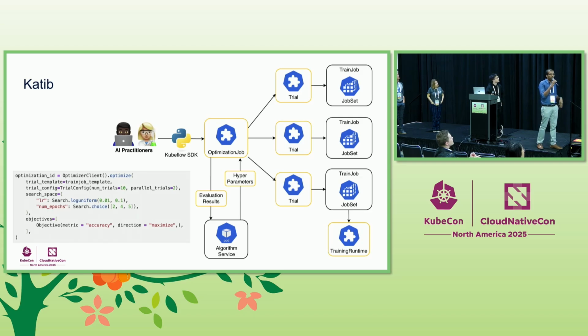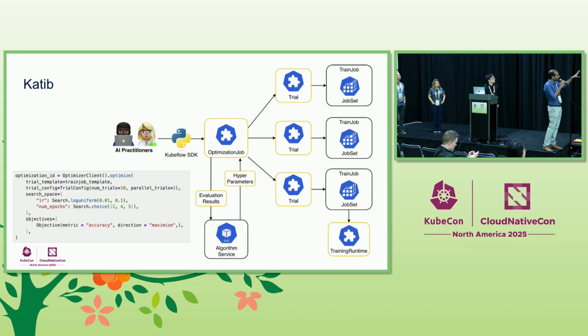Coming to Katib, for people who are new, this is the model optimizer part of Kubeflow. So in this release, we have out-of-box support for the newer TrainJob. From a user, a data scientist using the Kubeflow SDK, you can start an optimization job, which will trigger creation of multiple trials. And each trial can be a TrainJob, a distributed training job, which creates a JobSet internally. And it talks to different algorithm services where you get hyperparameters on the fly, gets evaluation results, and continues till the final objective is met.